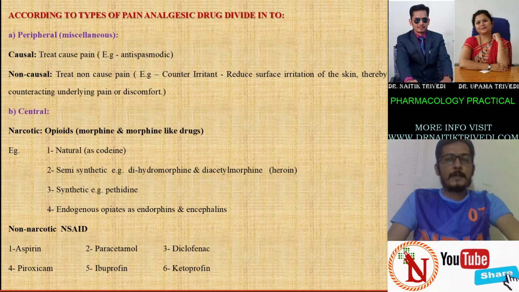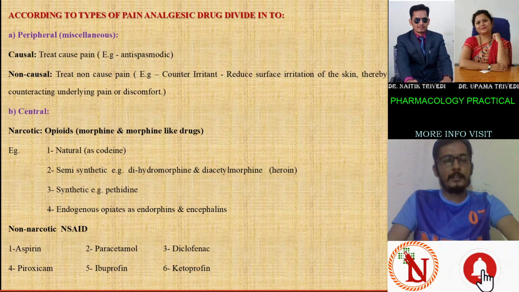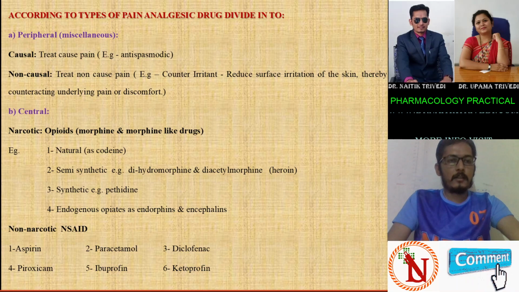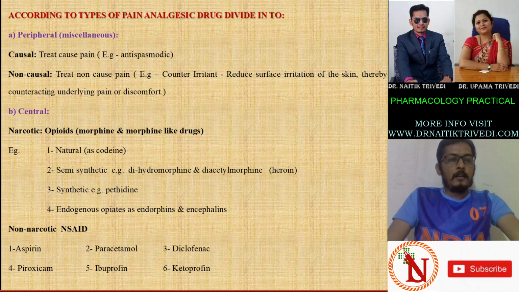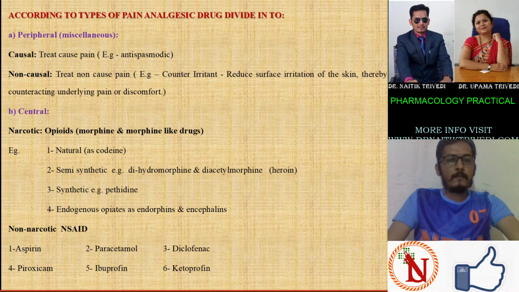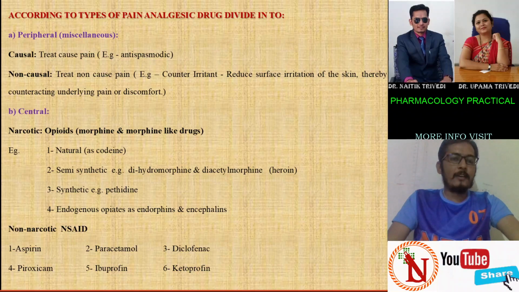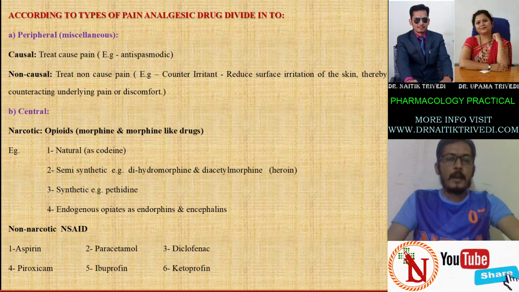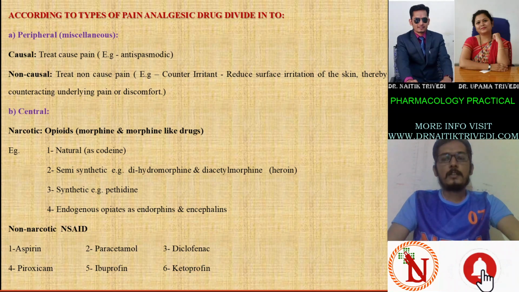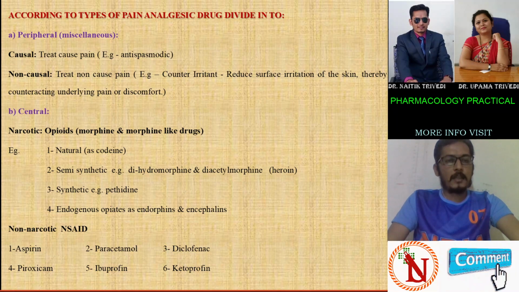Now we'll see the classification of analgesic drugs. Analgesic drugs are mainly classified into two types. First is peripheral and second is central. In the peripheral, the sub-classification is causal, which treats the cause of the pain, like the antispasmodic. Next is non-causal, which treats the non-cause of the pain. An example is the counter irritant. So what will it do? It reduces the surface irritation of the skin, thereby counteracting underlying pain or discomfort.